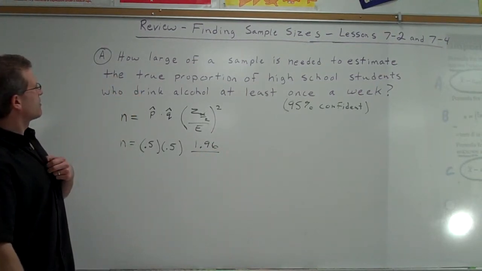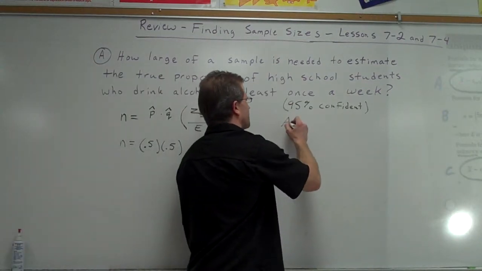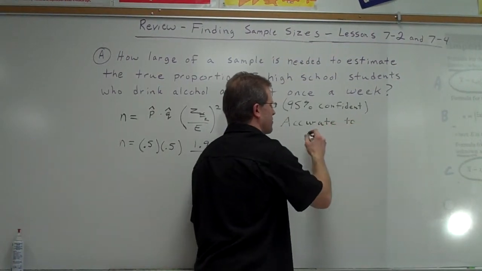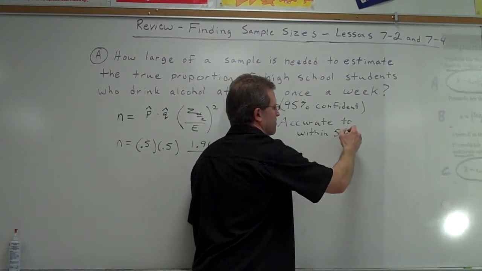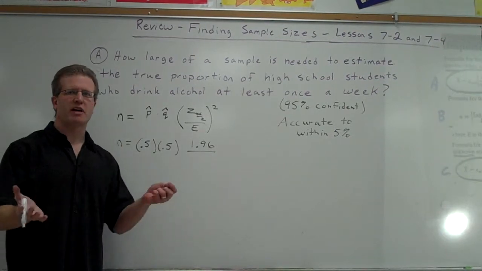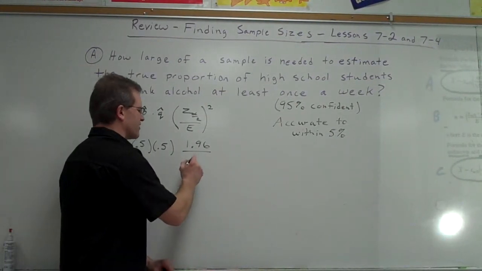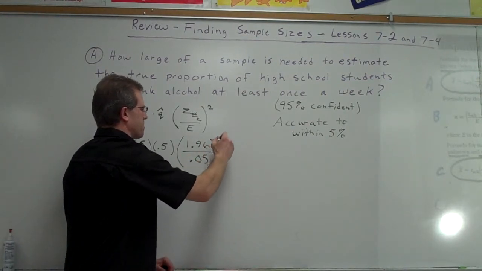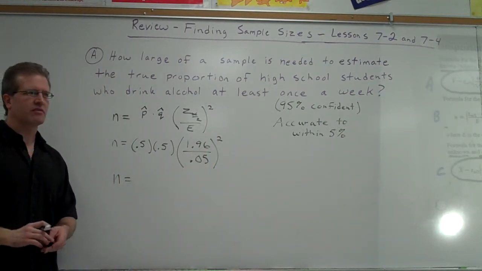The other thing that you're going to need that I don't have up here is how accurate you want to be. You want to be accurate within 2% or 1%. Let's say we want to be accurate within 5%. We're trying to estimate what percentage of the students use alcohol, and I want to be accurate within 5%. What would I put here for E then? 0.05. Yep. 5% is 0.05. Let's go ahead and type that in, see what you get.